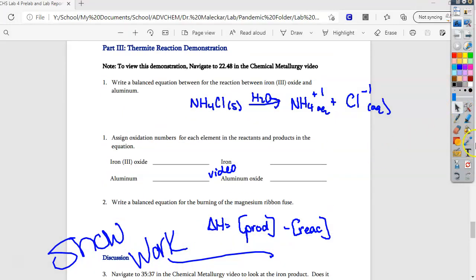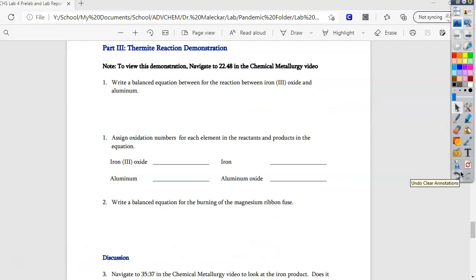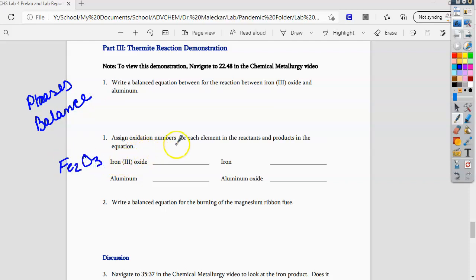And then for the thermite reaction, this is really easy on the video. Balance the chemical equation. You should be able to do that. Make sure you use phases and make sure you balance it. This guy right here, you should know the charges of these. What's the charge of iron 3 oxide?